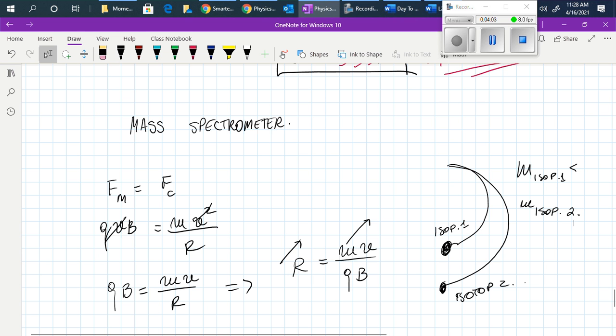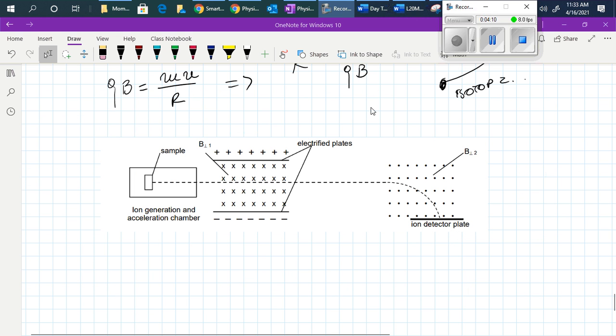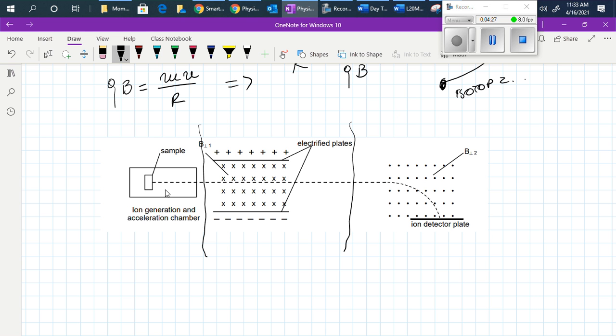Okay, so let's see now a bit more about that. I will bring a picture here and then we will talk about that. So this is a simplified version of a mass spectrometer. What we have here is 3 sections. The first one is the acceleration. The second one is the velocity selector. And the third one is the separation.